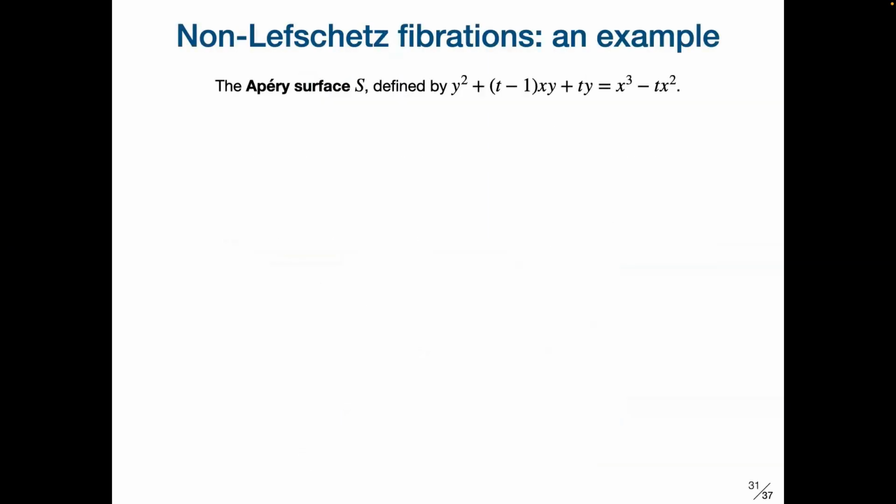So to give you a concrete example, let's look at the Apéry surface. This is a rational elliptic surface that's related to the irrationality proof of zeta of 2. It's defined by this equation. And the starting thing is the same. So here the parameter is t, the fibration parameter. And you start the same way. You compute the set of critical values, which are these 3 points.